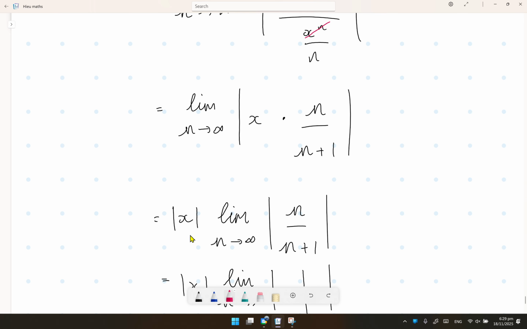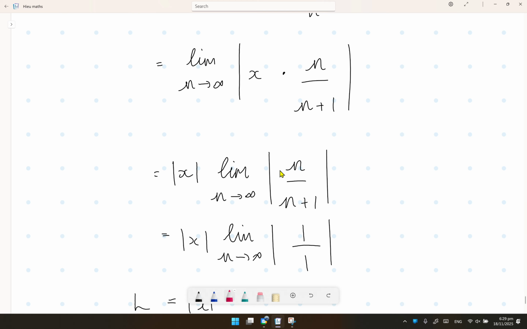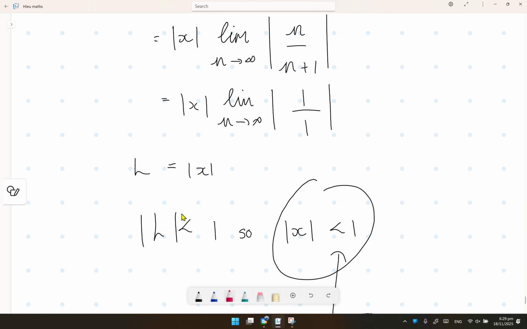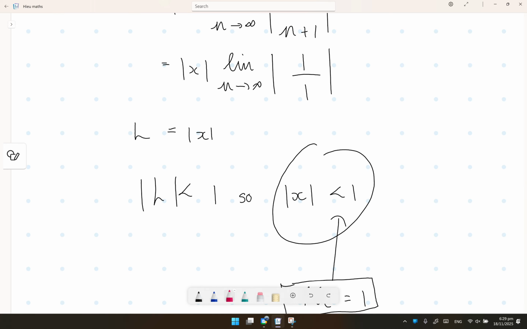You take the absolute value of x out, and then if you do L'Hopital's, the limit to infinity turns out to be 1. And so what you have is the ratio between them, L, is equal to the absolute value of x. And since the absolute value of L, just like the absolute value of R, has to be less than 1, that's the basis of the ratio test, then the absolute value of x also has to be less than 1.